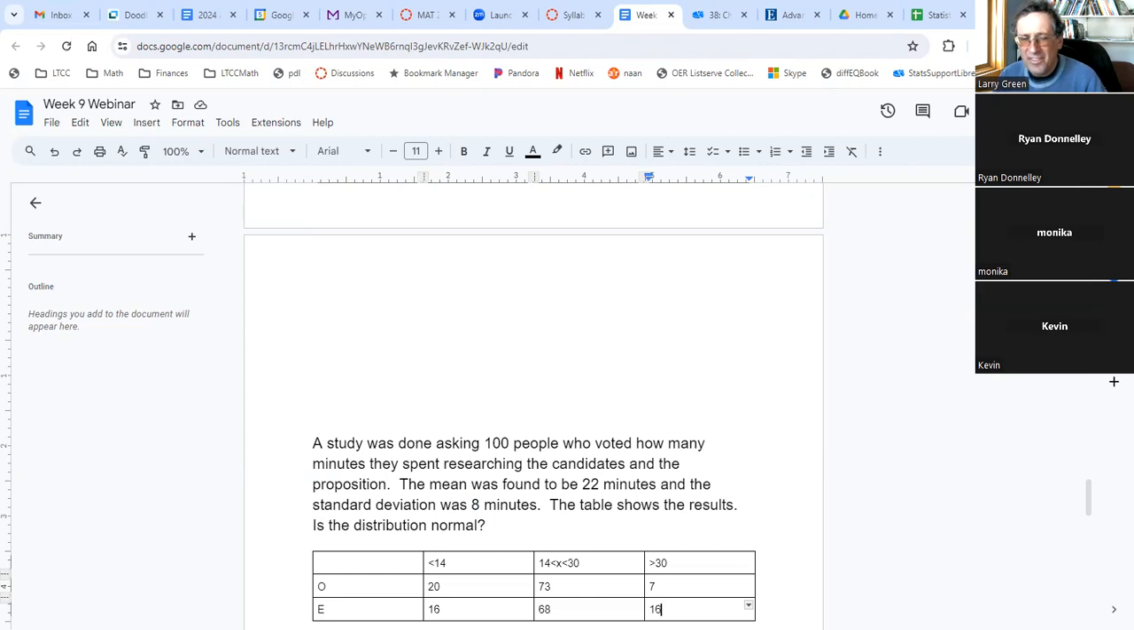Any questions? What test are we using? What kind of hypothesis test are we working on here? And we've already dealt with it. We've done the 3. It's one of the 3.